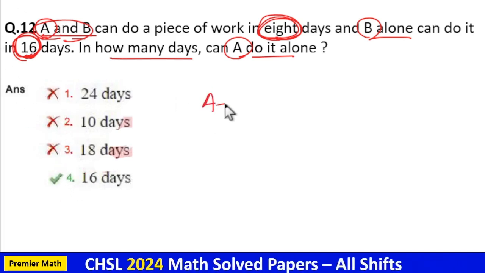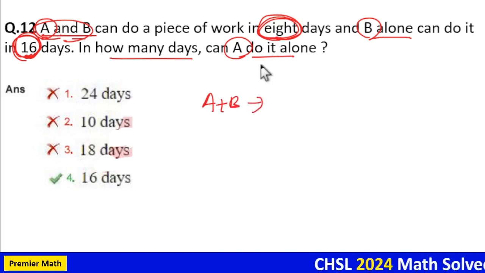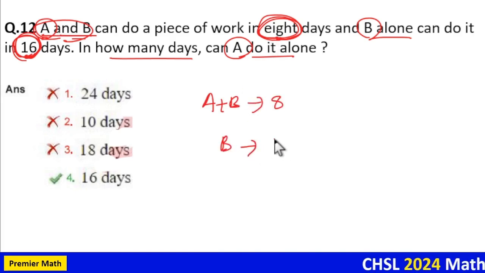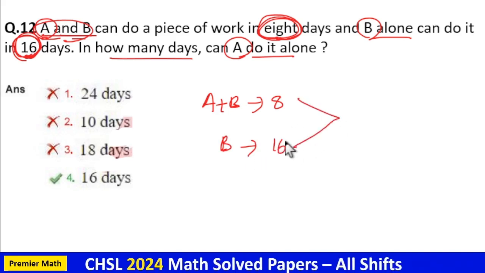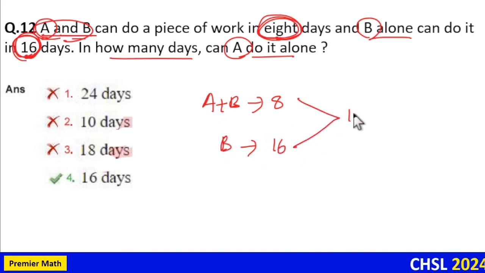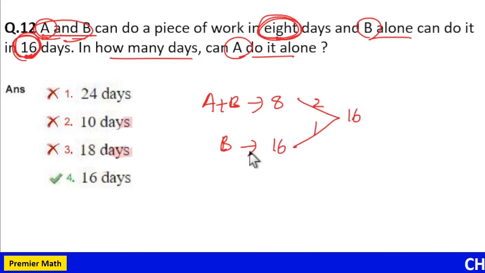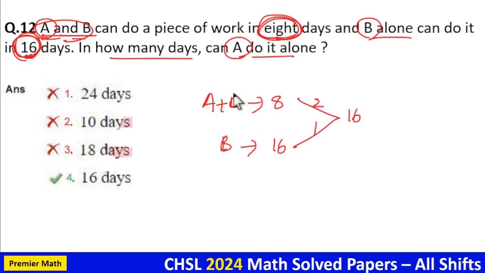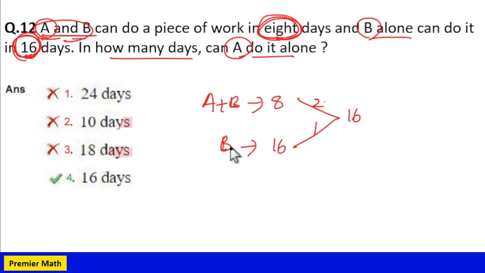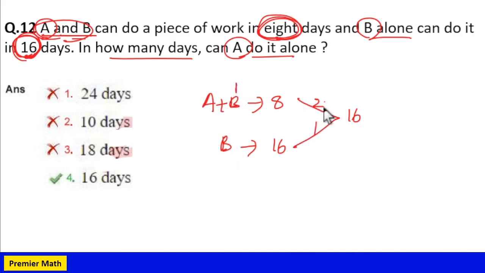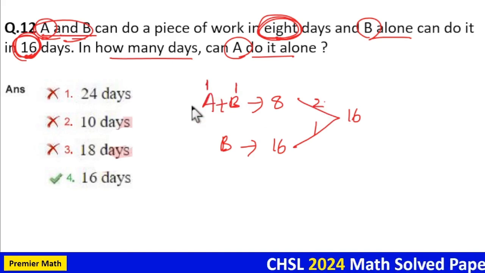Here A plus B together complete a work in 8 days and B alone completes it in 16 days. Now both are doing the same work, so take the LCM. LCM is 16. 8 goes 2 times in 16, 16 goes 1 time in 16, which means A plus B efficiency is 2 and B efficiency is 1. If B efficiency is 1, then A plus B efficiency is 2, which means A efficiency is also 1.